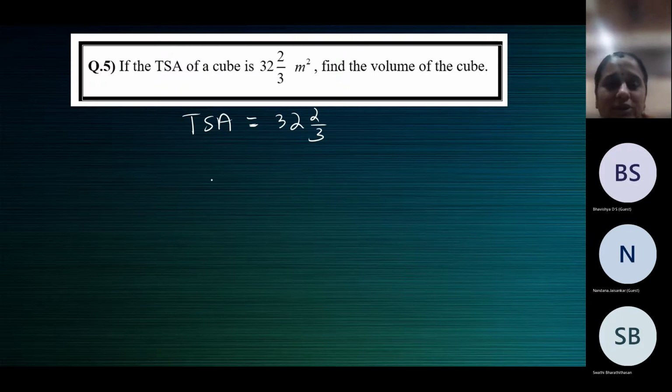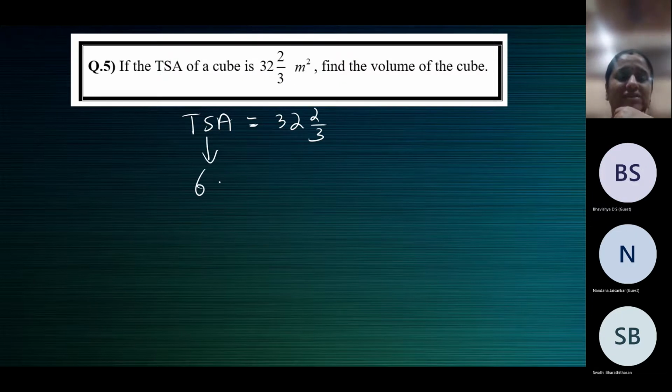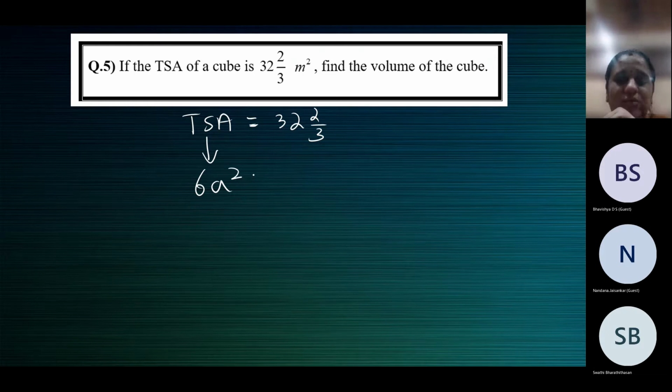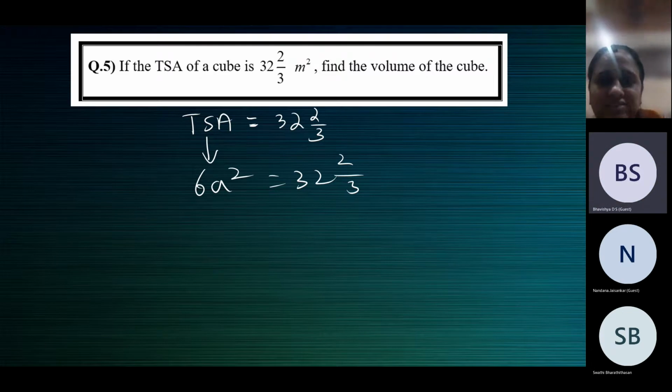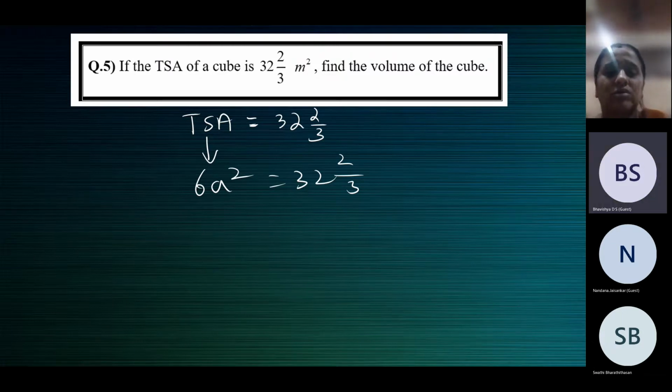Bhavishya, what is the formula to find the TSA of a cube? Ma'am, 6A square. So under TSA, you must write 6A square. See here, if TSA is 32 2/3, that means 6A square is 32 2/3, right? What is TSA? 6A square. If TSA is 32 2/3, that means 6A square is equal to 32 2/3. Yes or no? Yes, ma'am.